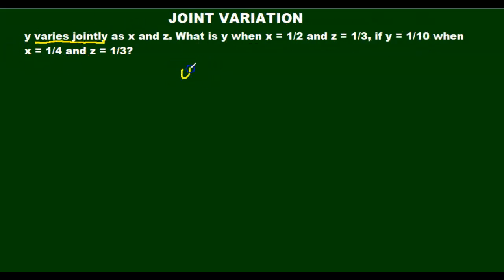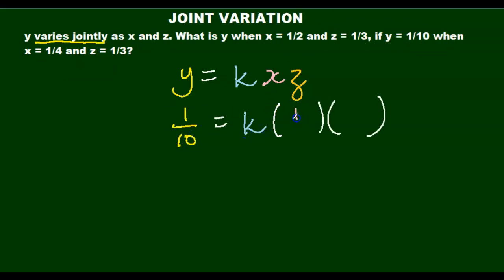So I'm going to say y. Now it varies jointly. So y equals k x z. Remember, y varies jointly, so you write your y down first, equals your k x z. Now we're going to take this information at the back end of the question. We're told that y is 1 over 10. We don't know what our k is, but we're told x equals 1/4 and z equals 1/3. If we simplify, we get k. We can multiply across, so 1 times 1 is 1 over 4 times 3 equals 12.